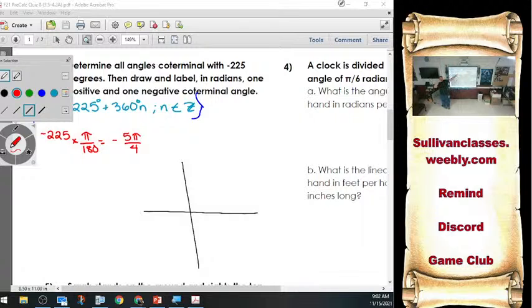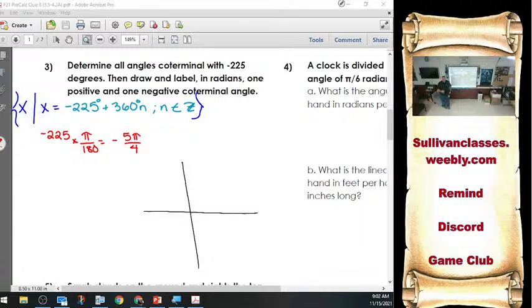I'm seeing everyone just pointing. 2. Negative 5 pi over 4 means we're going to rotate clockwise. So I'll cut this up because I know pi is here, 0 is here. So I need to go 1, 2, 3, 4, 5 quarters clockwise.